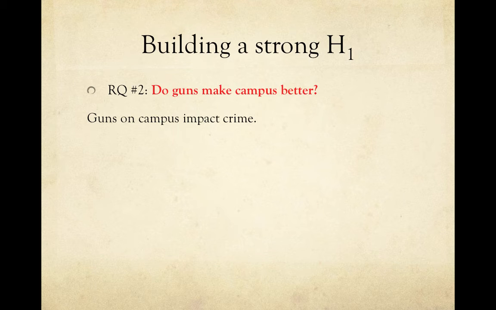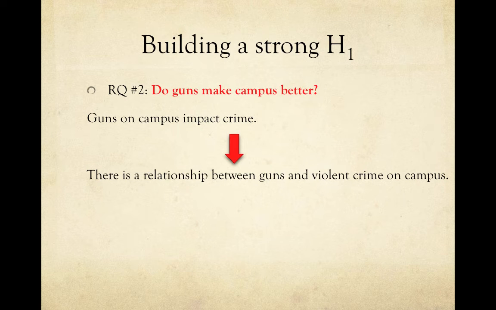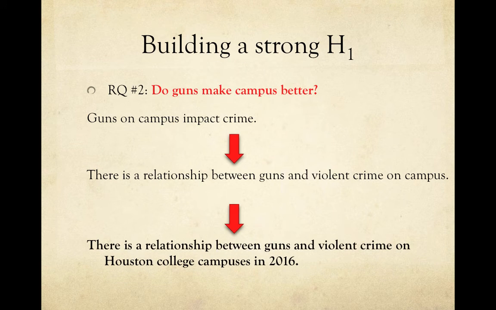Let's revise and improve this H1 too. There is a relationship between guns and violent crime on Houston College campuses. This is a bit stronger, but it lacks specificity. This is an improvement, as we specify what type of crime we're interested in, which types of college campuses, and the general period of time. There is a relationship between guns and violent crime on Houston College campuses in 2016.